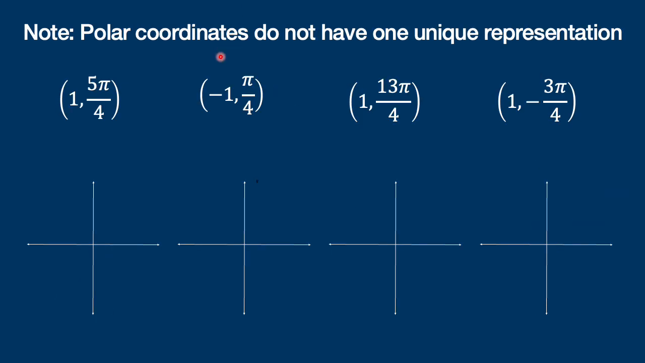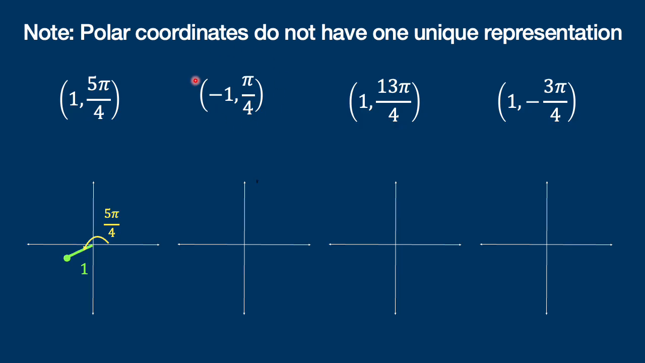Another important thing for polar coordinates is that there is not only one representation for a point. So as you notice, 1, 5 pi over 4. Let's sketch this one. The angle is positive, the radius is positive. So we're going to sketch the angle 5 pi over 4, which is in the third quadrant. So I sketch the angle first. Distance from the origin is 1. That's the point in the third quadrant.